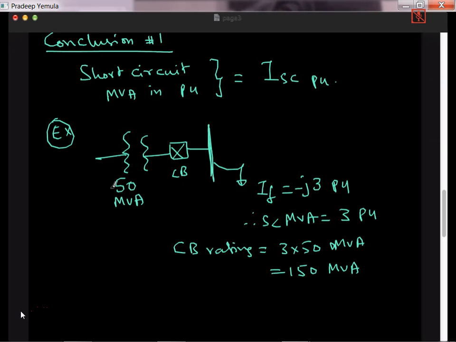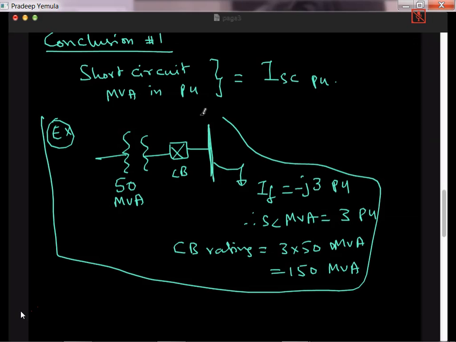So to protect a 50 MVA transformer, you have to put up a 150 MVA circuit breaker. The circuit breakers are always of larger capacity, because if the circuit breaker itself gets overloaded, it doesn't suit the purpose. The circuit breaker has to be large enough and capable enough to handle the fault current and interrupt the fault current. So that is the important conclusion from this. This is an example for conclusion 1.